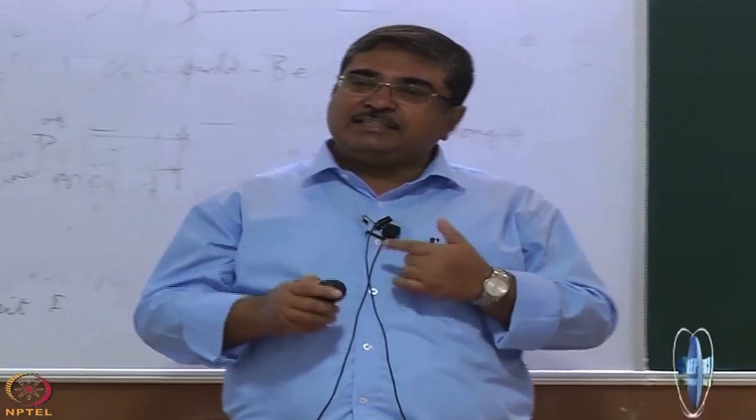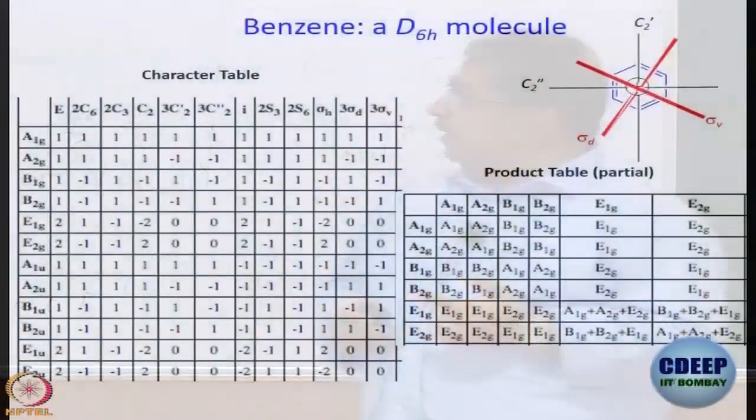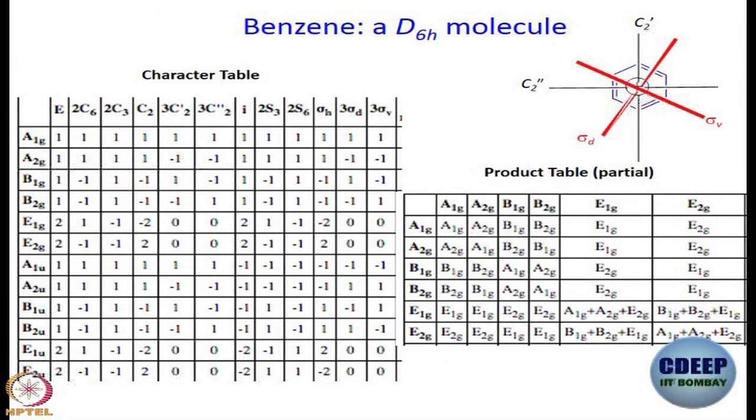Today, what we will do is we will extend our discussion to a bigger molecule, which is benzene. Benzene, of course, everybody knows the structure. What I have done here is I have shown you the character table, and since there are many symmetry operations, let us not be confused about which one is which. Okay, let us just quickly go through the character table of benzene.